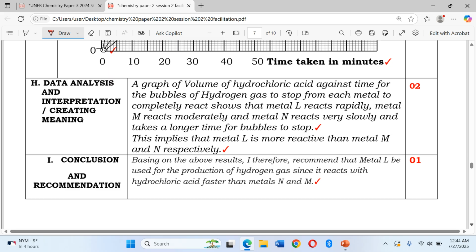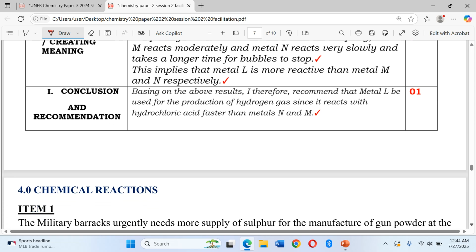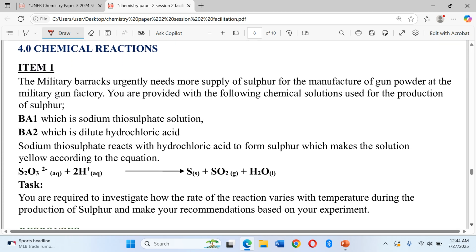Okay, good. Now, conclusion. Basing on the above results, I therefore recommend that metal L be used for production of hydrogen gas, since it reacts with hydrochloric acid faster than metals N and M. I believe that was a very good analysis on how we can discuss questions which are related to the reactivity series. Let's look at our chapter 4.